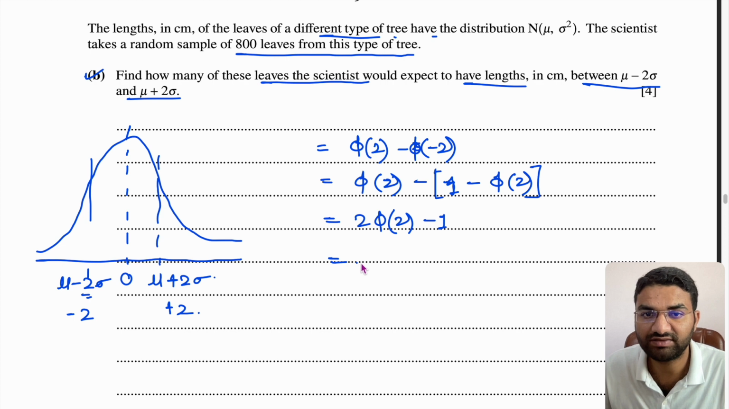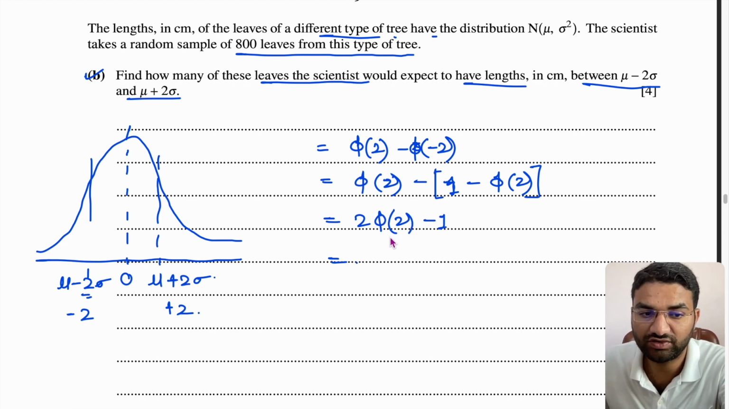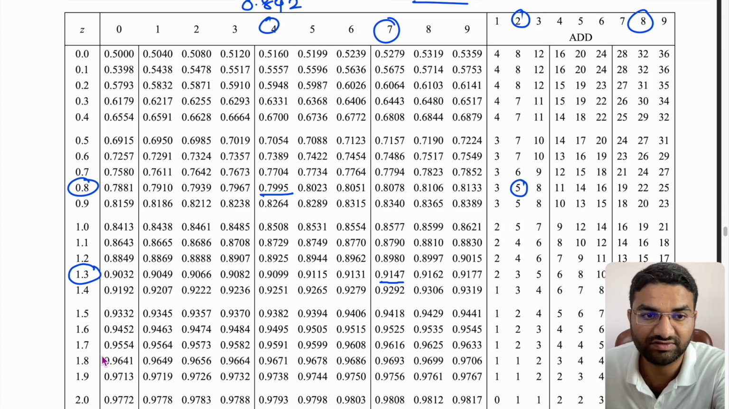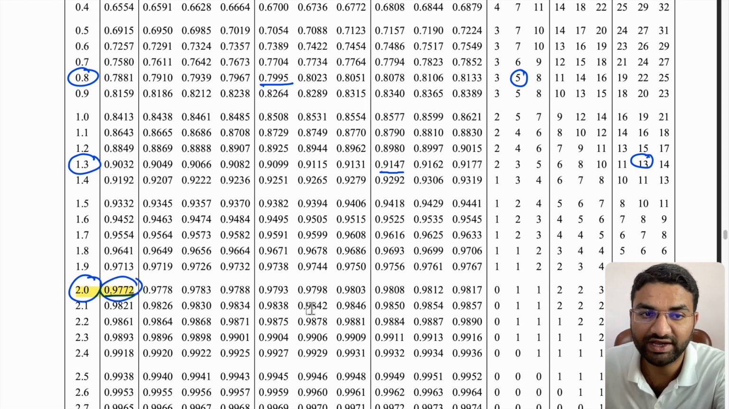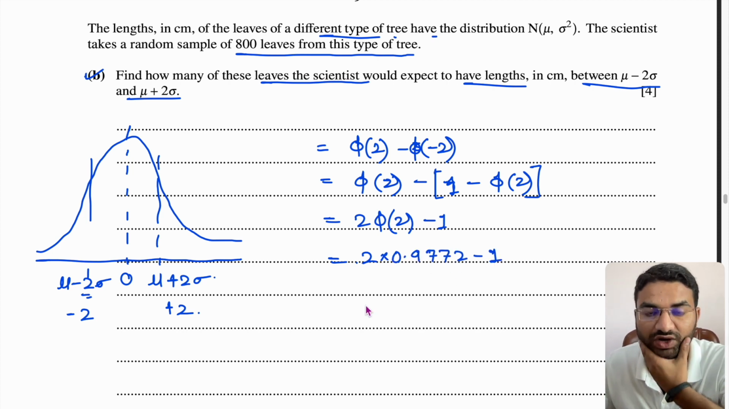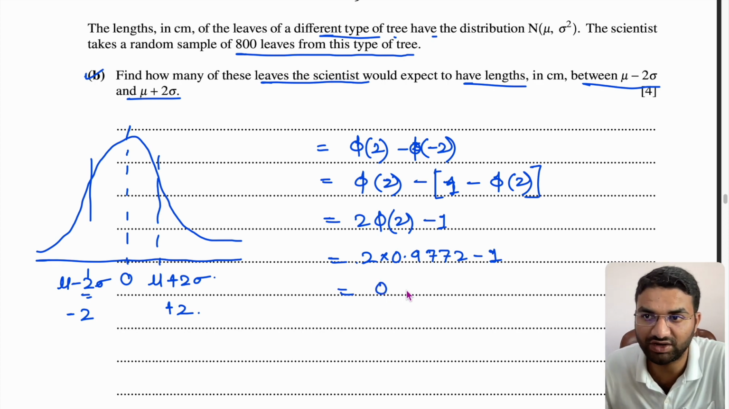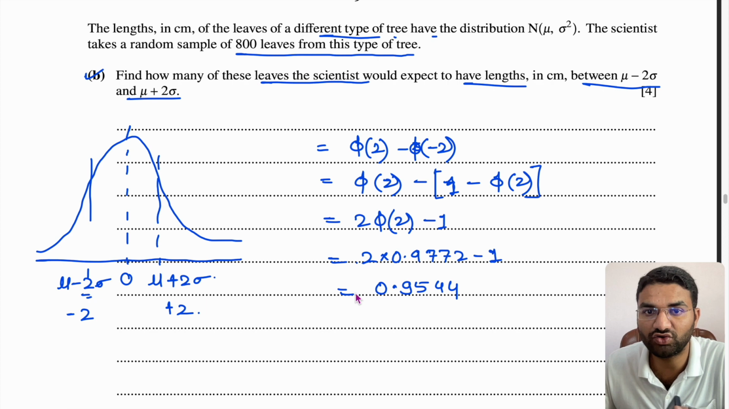And basically you have to check in the normal distribution chart phi of 2, right? So phi of 2 you will get here, it's 0.97 here, phi of 2 is 0.9772, right? 2 times 0.9772 minus 1, you calculate in the calculator straight away, you will get 0.9544, right? And then this is the probability you got, isn't it?